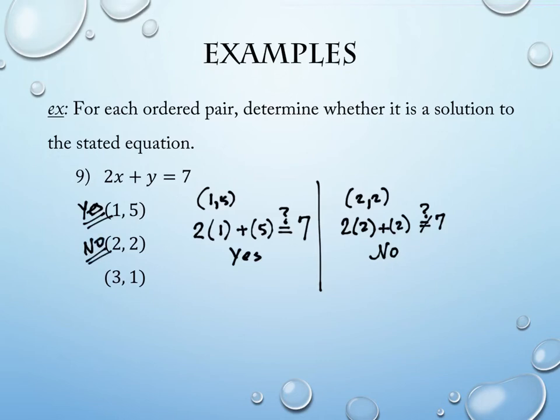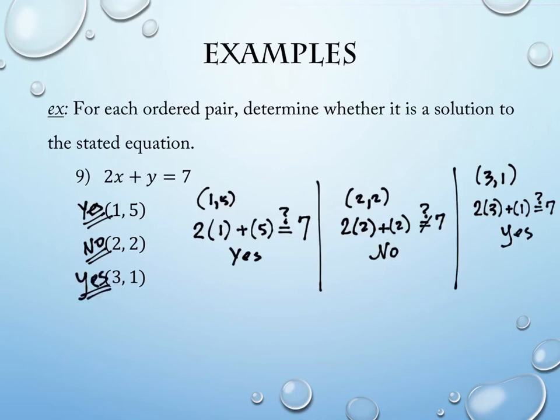And the last one, 3, 1. So I have 2 times 3 plus 1. And does that equal 7? Yep, that one works again. So on this one, I actually had 2 that are solutions and 1 that's not.